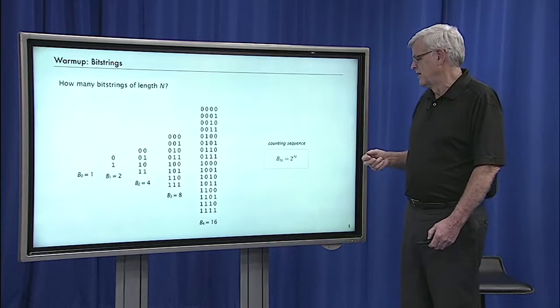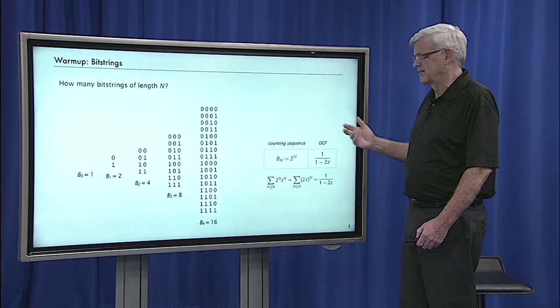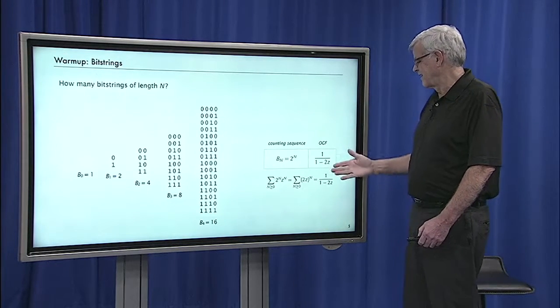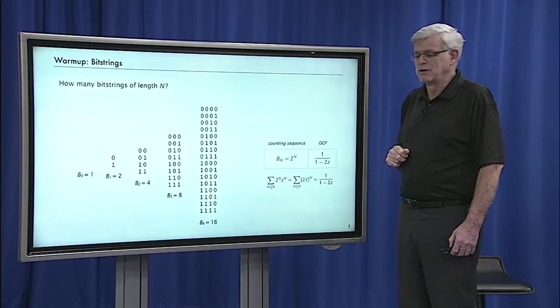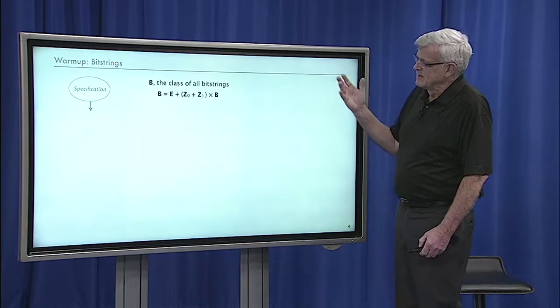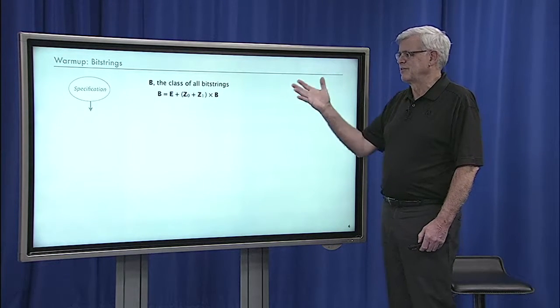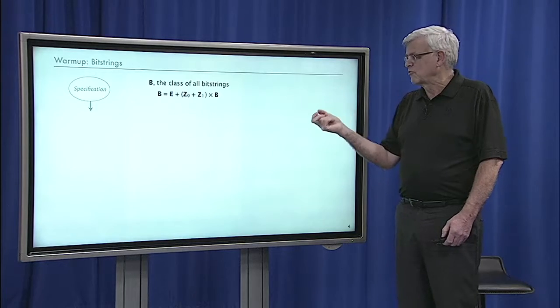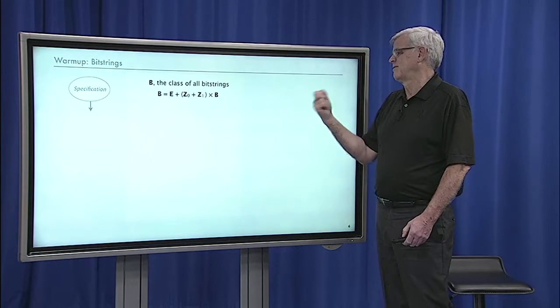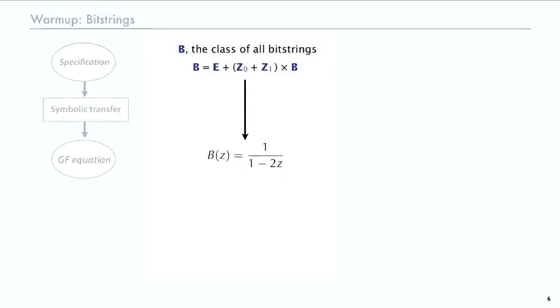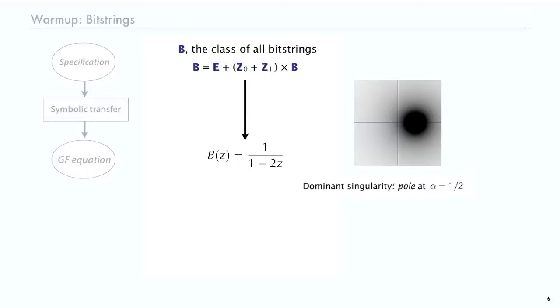Now we know that there's 2 to the n different bit strings of length n, and the generating function is going to be 1 over 1 minus 2z. From the standpoint of analytic combinatorics, we've seen many times this specification where a bit string is empty, or it's a 0 or 1 bit followed by a bit string, and that immediately translates to the generating function equation, 1 over 1 minus 2z. And now we could expand that directly to get 2 to the n, but let's look at what it looks like as a meromorphic function.